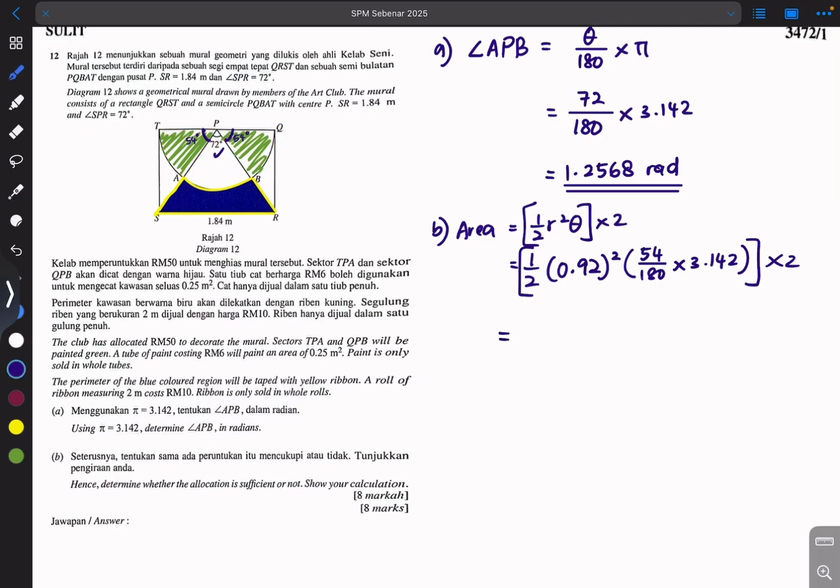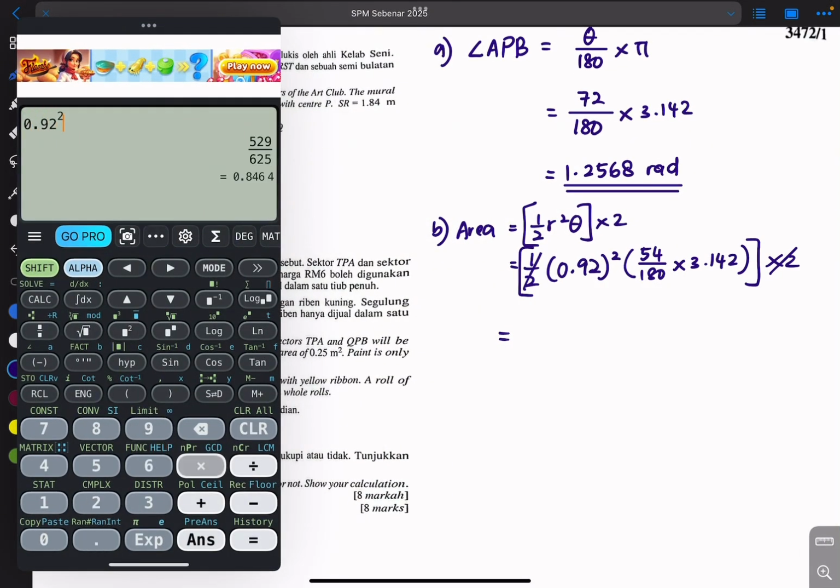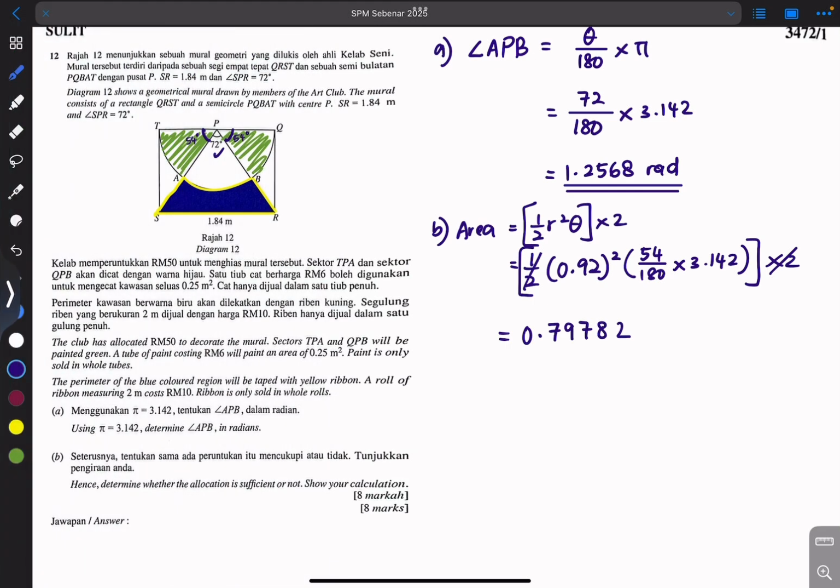So 1 over 2 and 2 will cancel off. We just put this in our calculator: 0.92 squared times 54 over 180 times 3.142. We get 0.7978. This many meters squared we need to paint.